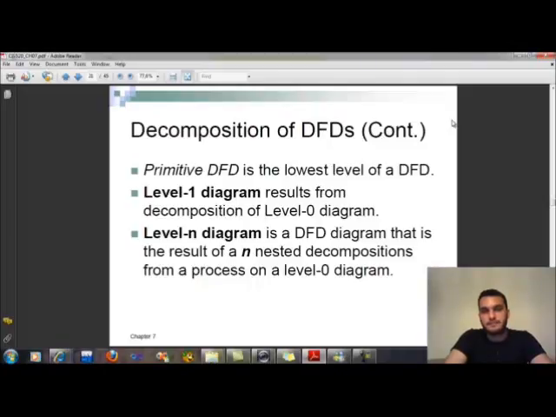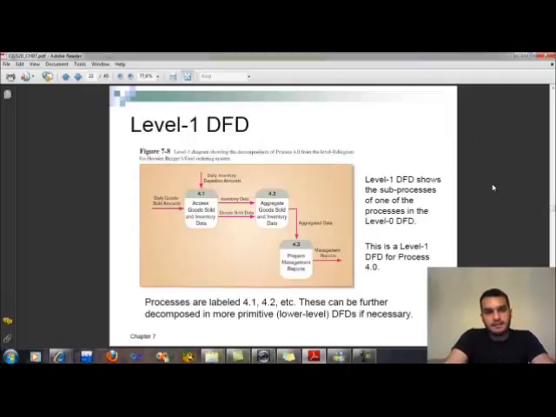And level 1 diagram is a result from decomposition of level 0 diagram. And level n diagram is a DFD diagram that is the result of n nested decompositions from a process on a level 0 diagram. And in this picture, level 1 DFDs show the sub-processes of one of the processes in the level 0 DFD, and this is level 1 DFD for the process, and something like this.